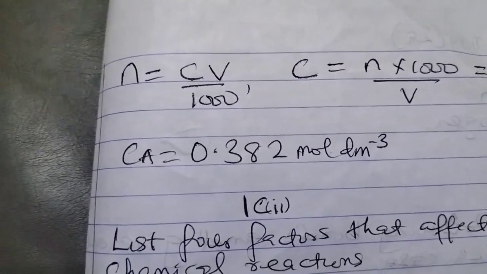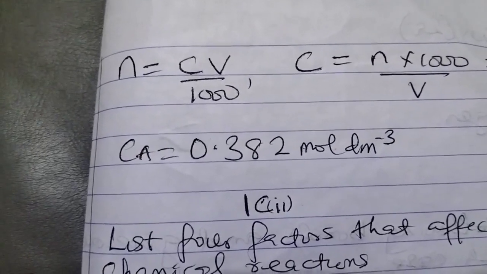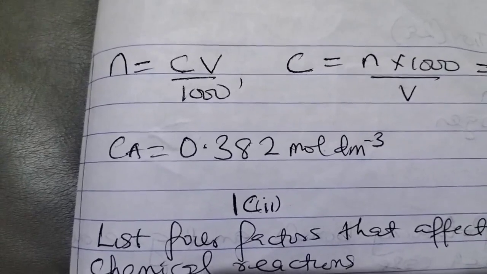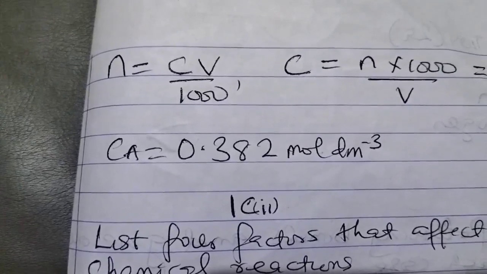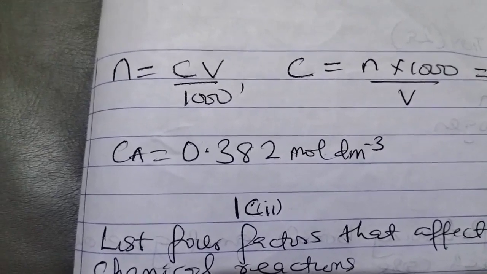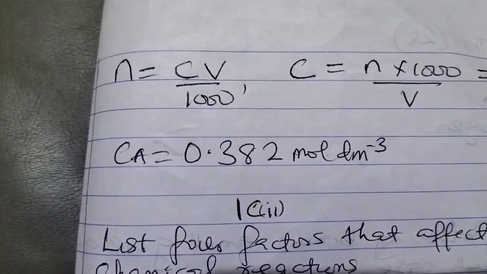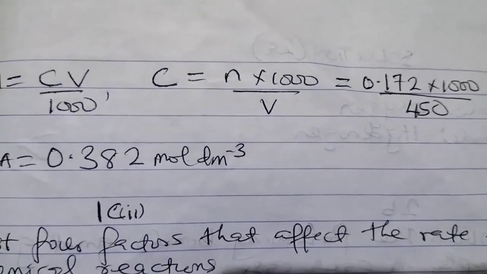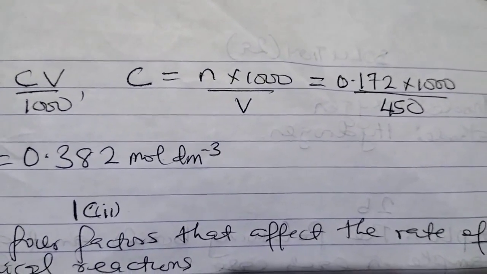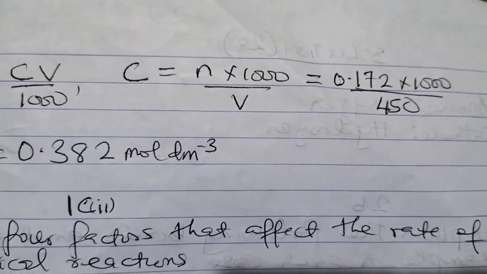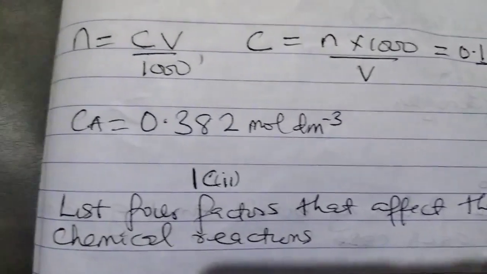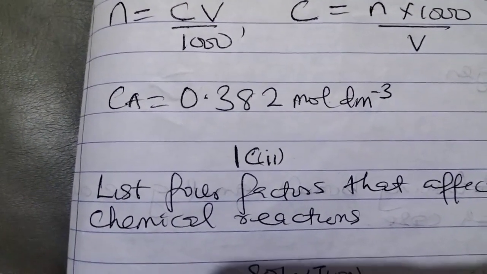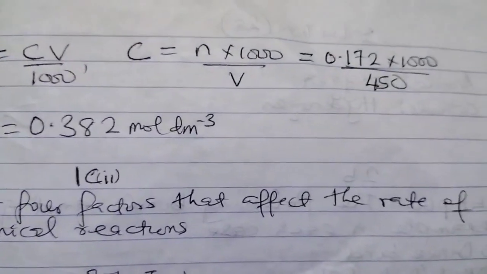So applying the formula, mole equal to CV over 1000. That is concentration in mole per dm cube. V is volume, which is the 450 in the equation. The 1000 is used to convert that volume in cm cube to dm cube. So making C the subject, C becomes n times 1000 over V. Then that gives us 0.172 times 1000 over 450 after doing proper substitution. Then our C or Ca is going to be 0.382 mole per dm cube of the acid.